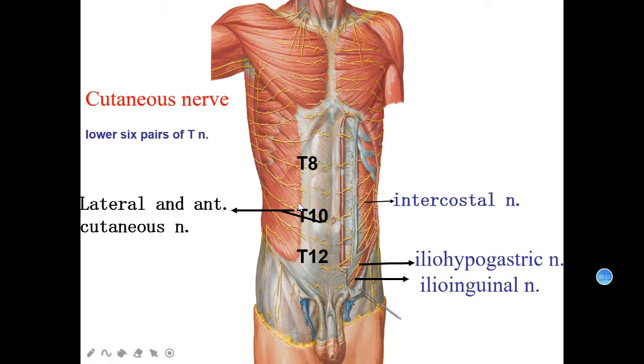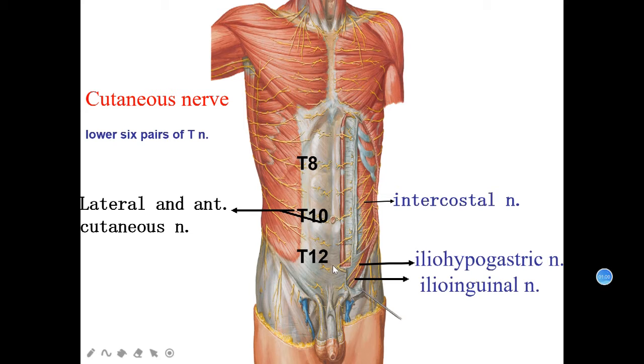They are the cutaneous nerves inside the superficial fascia. They are anterior cutaneous nerves. They are lateral cutaneous nerves. They come from this trunk, the intercostal nerves. Intercostal nerves are the anterior branches of the T nerves, the thoracic nerves. For example, T10 goes to the umbilicus level.